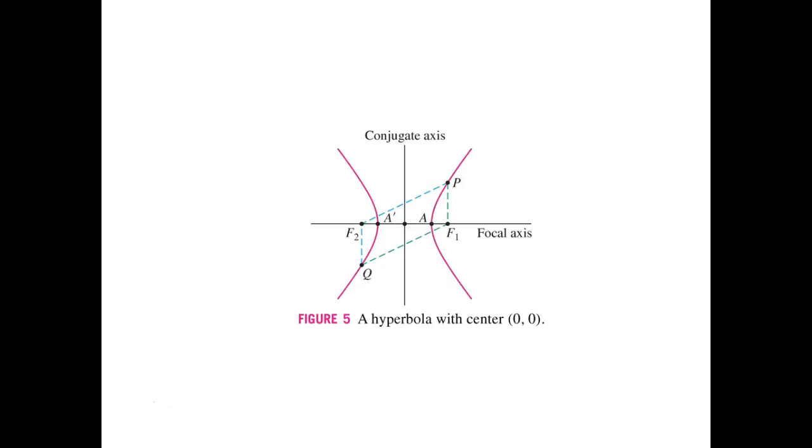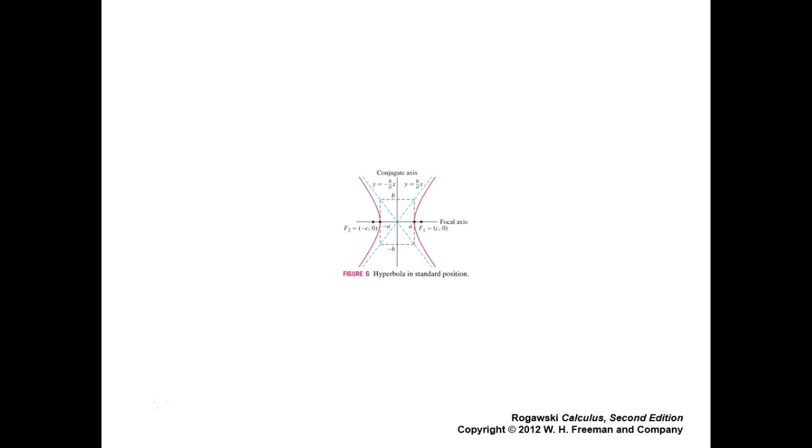Now, if you did it the other way, the hyperbola could be going along the y-axis. Okay. The focal axis is the one with the two foci on it. The conjugate axis is the perpendicular one to that. Not that you need to know that much. Okay.